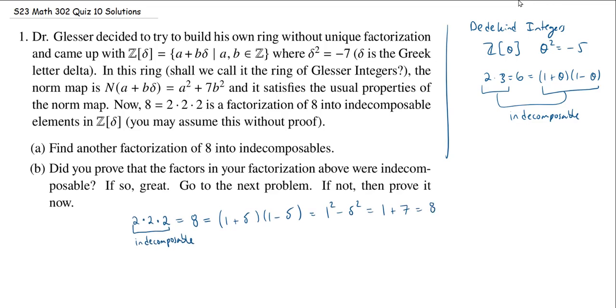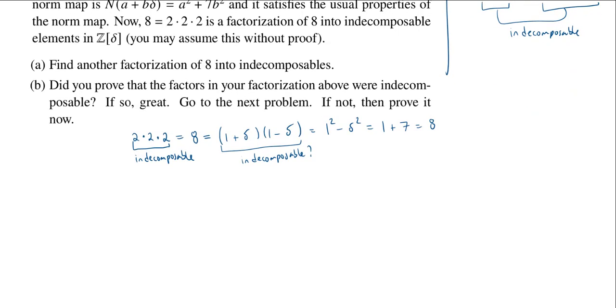We found a decomposition, but we need to actually show these are indecomposable. So that's the goal. How do we do that? We'll pick one of them and show that 1 plus delta is indecomposable. What does that mean? To be indecomposable means that if you ever try to factor 1 plus delta, one of the factors has to be a unit.